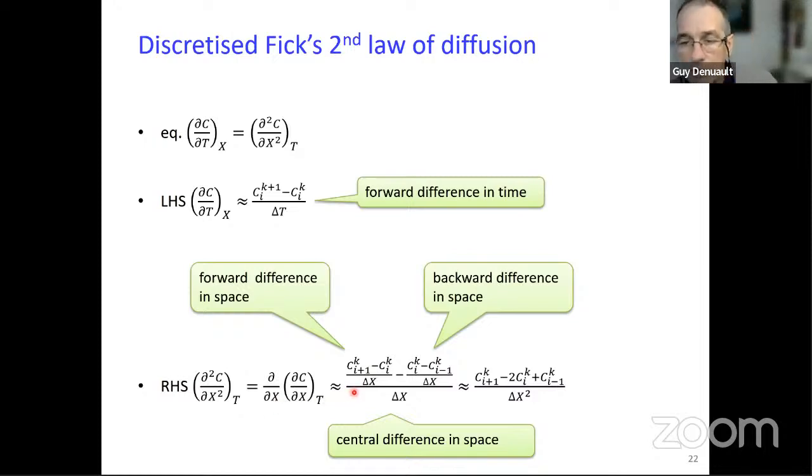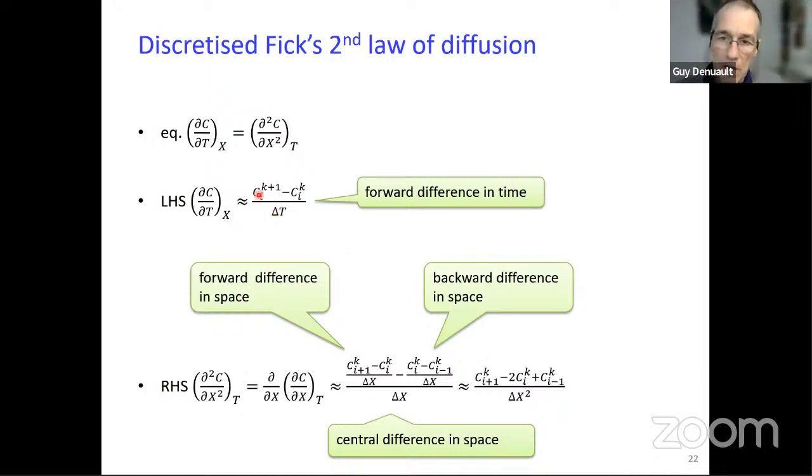So now, because I have a double derivative, we have to use a combination of differences. So I'm going to use a forward difference in space, so forward I plus 1, I, and then here a backward difference in space. So I've got a gradient of concentration here and then another gradient of concentration. This one is a forward difference, this one is a backward difference. And then to calculate the double derivative, I take a central difference. So we've got forward difference, backward difference, central difference. And that allows us to come up with this very simple relationship where we've got K, K, K, I plus 1, I minus 1. So this will be the discretized right-hand side expression for my Fick's second law of diffusion.